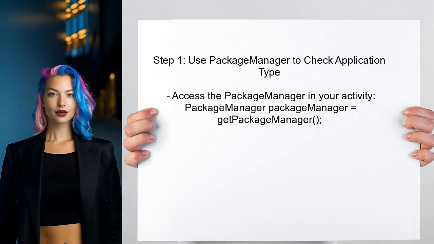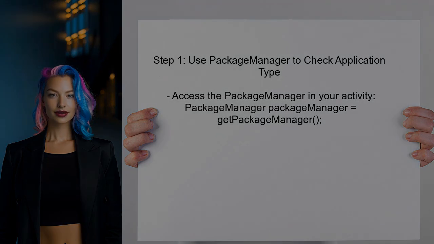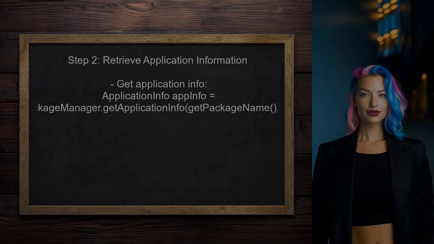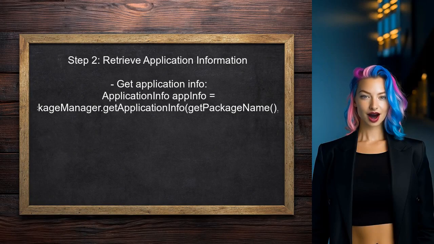To determine whether the application is running as an APK or an Instant App, the user can utilize the Android PackageManager. This allows the user to check the application type at runtime. Next, the user should retrieve the application information using the PackageManager. This can be done by calling the getApplicationInfo method with the appropriate flags.